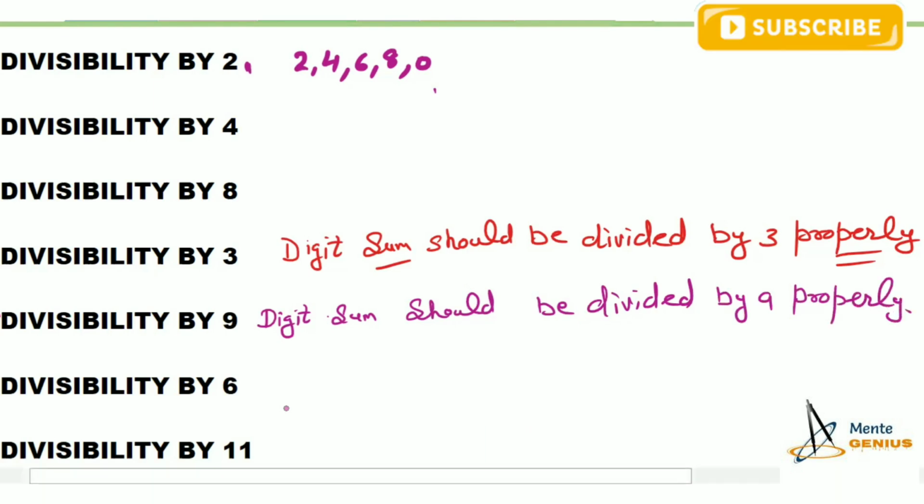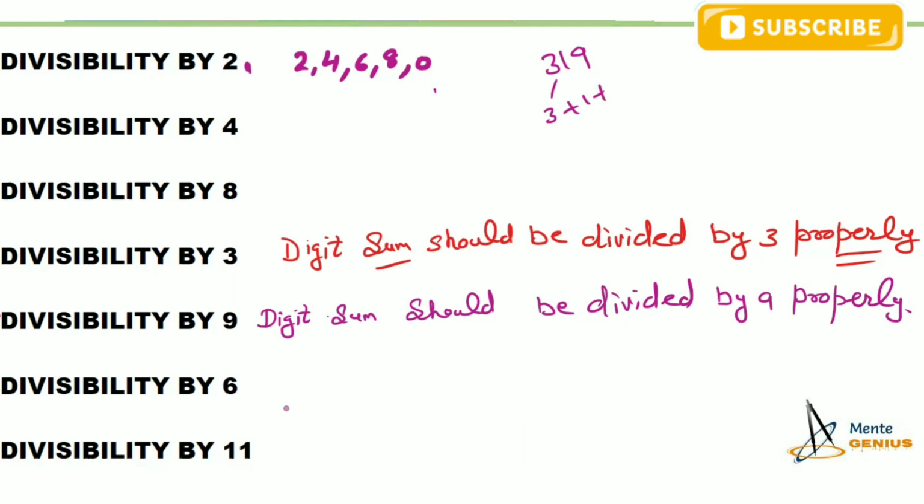So let us take one example. We need to check whether 319 will be properly divisible by 9. Just add 3 plus 1 plus 9. That is 13. No. Yes. Next is 909.